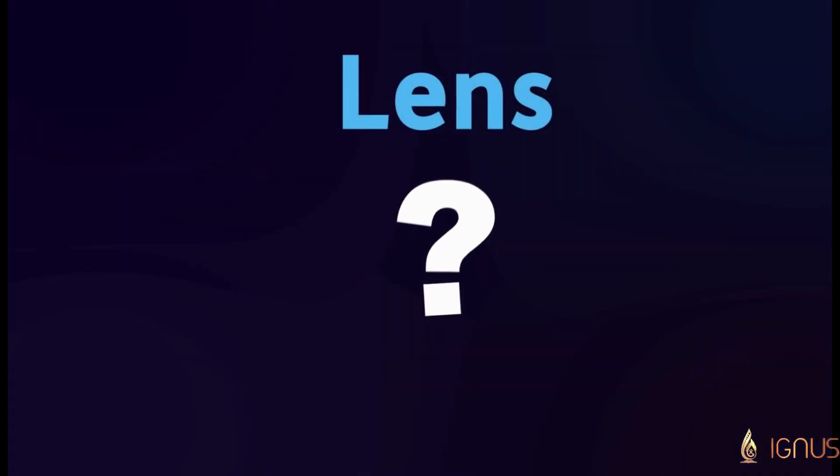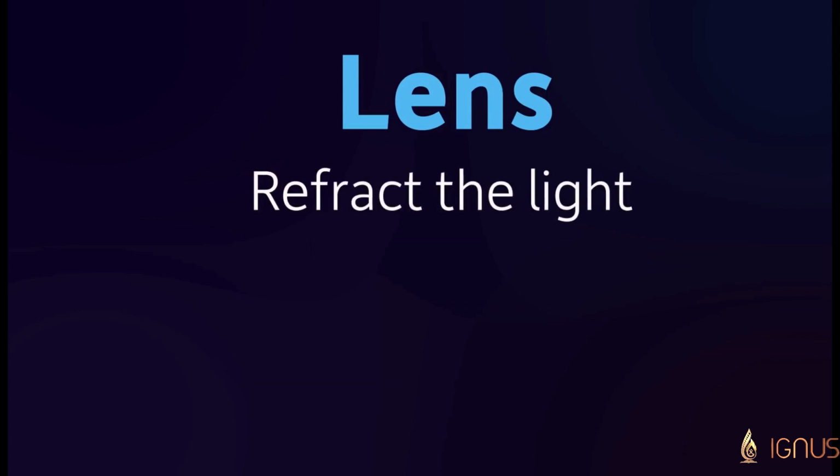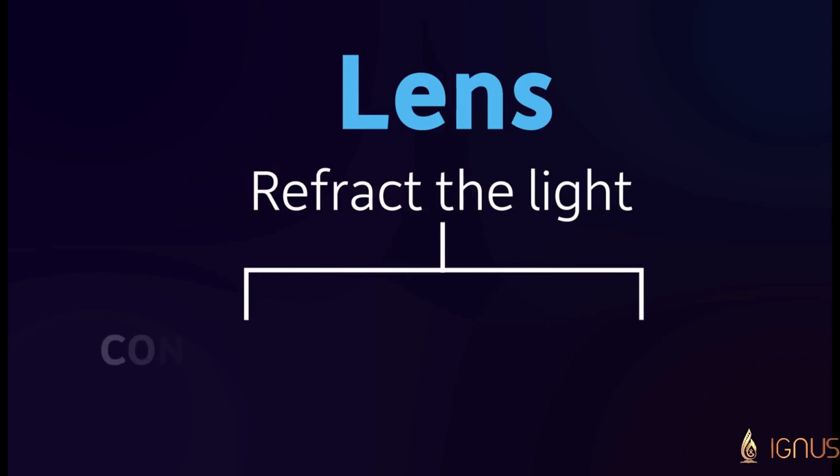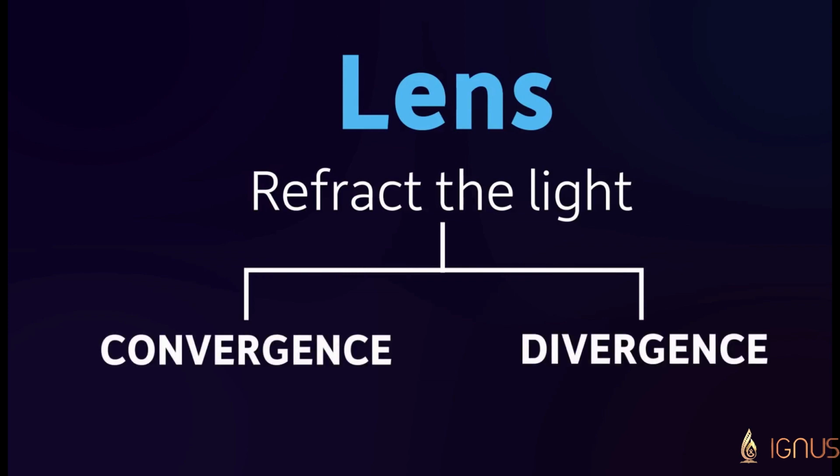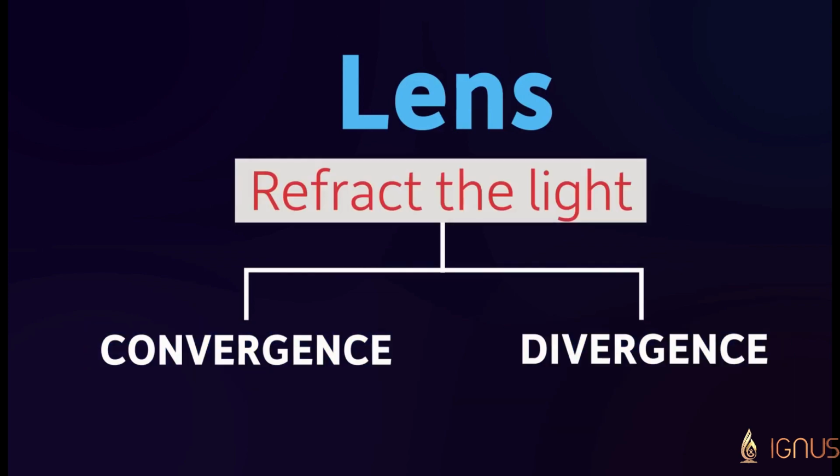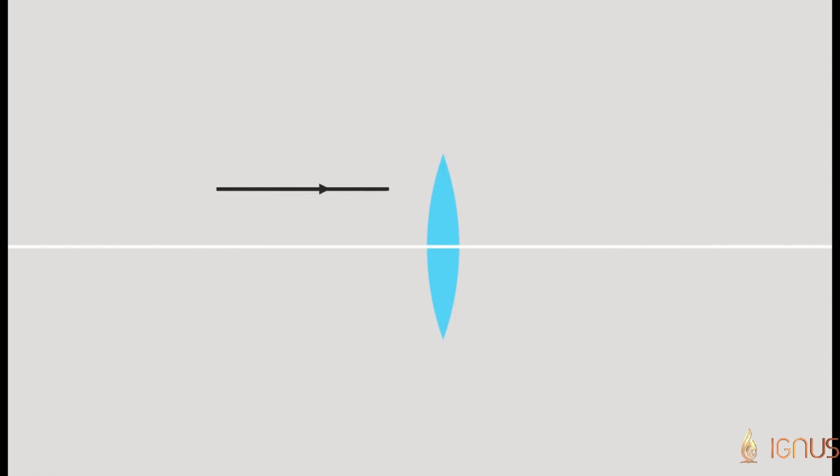Why do we use lenses? We use the lens to refract the light. The lens either converges or diverges the light. Do you know how the light is refracted? Consider a convex lens. Suppose a ray of light is incident on it at an angle.